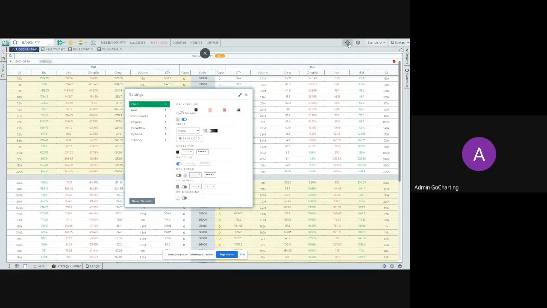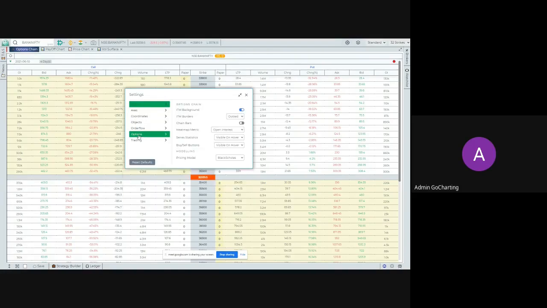I can go to the top bar and there is a general settings, and in the general settings you'll find on the left-hand side something called options. Let me explain some of these options. This helps you customize your options chain. The ITM background is basically this shaded part, which shades the in-the-money options differently. If I switch it off, the shade goes away.